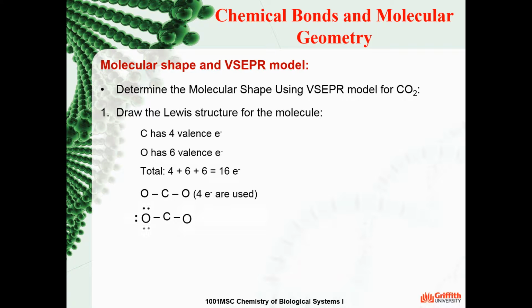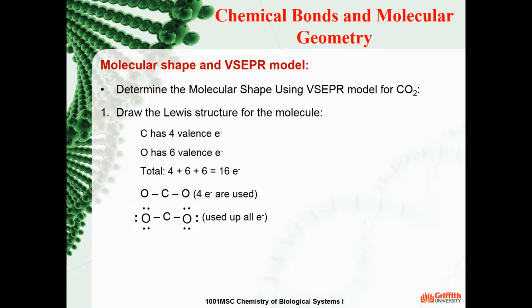Now, achieve the octet rule on the surrounding atoms, oxygens in this example. To do that, you need 6 electrons around each oxygen. Let's calculate how many electrons we used and how many are left. We used 4 electrons to make the bonds, and then we used 12 to achieve the octet rule on each oxygen. So we have used up all our valence electrons. Now let's check the carbon. We only have 4 electrons.